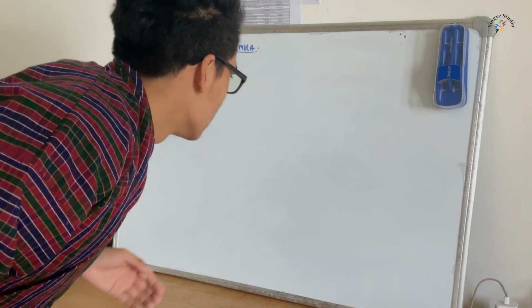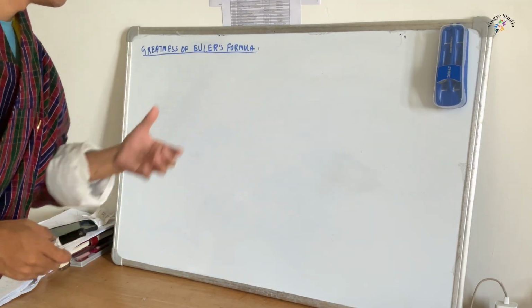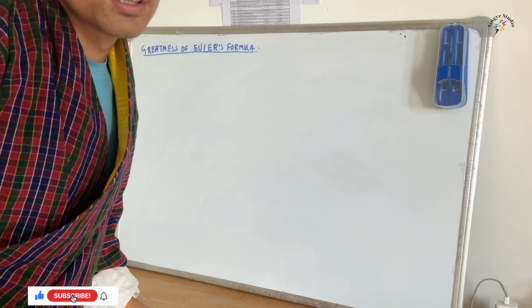Welcome guys. Today in this video I want to show you the greatness of Euler's formula. Actually, Euler's formula gives the relationship between the complex numbers and the real numbers.